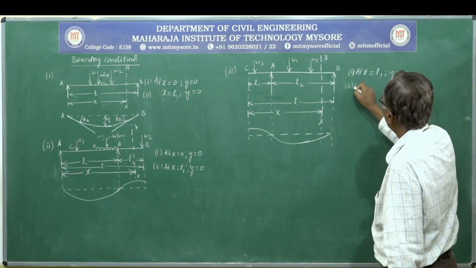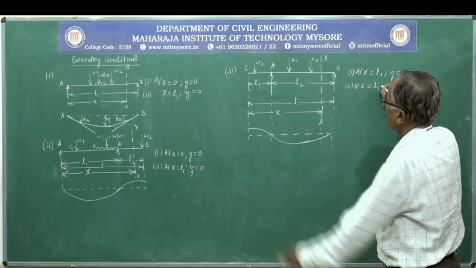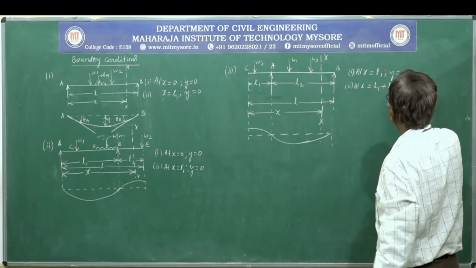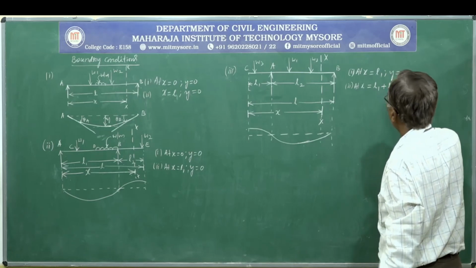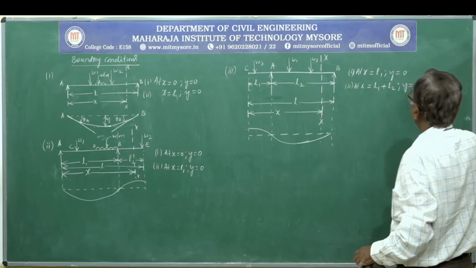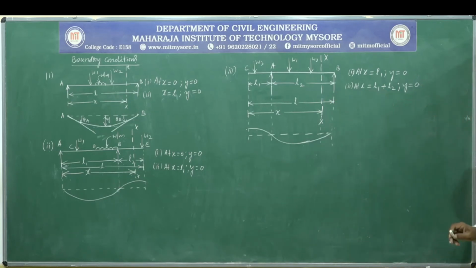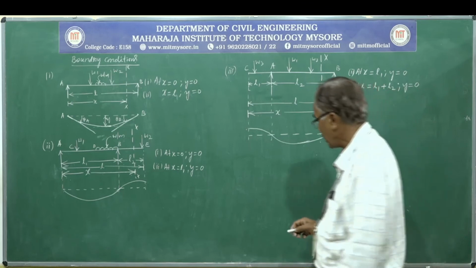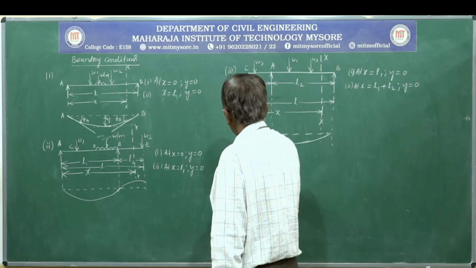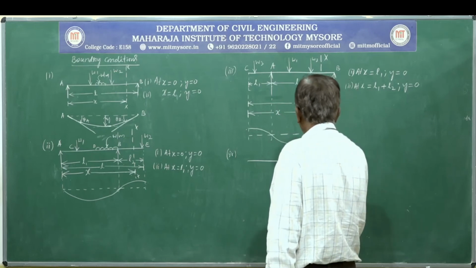Similarly, at x is equal to L1 plus L2, y is equal to 0. So, these 2 boundary conditions are to be used to find the constants C1 and C2. This is another combination of load. And the last combination of load is, suppose we come across the beam with the double overhang.